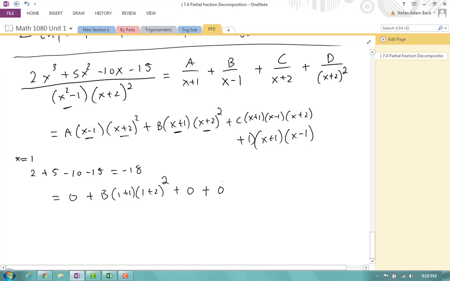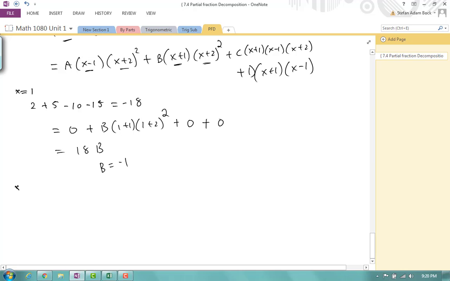And look at that, all I had to do was plug in one number, and I got b already. 18b is equal to negative 18, which means that b is equal to negative 1. Let's plug in x equal to negative 1. On the left-hand side, we'll get 2 times negative 1 cubed, so that's minus 2, plus 5 times 1 squared, minus 10 times negative 1, which is plus 10, minus 15. So those cancel, and I end up with negative 2.